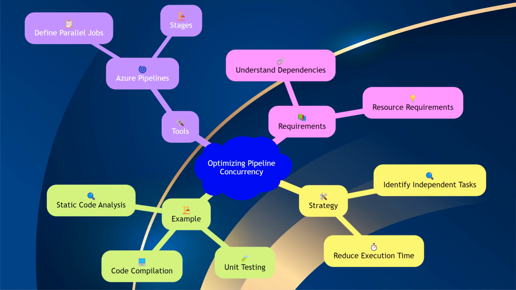Parallelizing independent tasks is a key strategy for optimizing pipeline concurrency. By identifying tasks that do not depend on each other, you can run them simultaneously, significantly reducing the overall pipeline execution time. For example, in a build pipeline, you can parallelize tasks such as code compilation, unit testing, and static code analysis. Tools like Azure Pipelines allow you to define parallel jobs and stages, making it easier to implement this strategy. Properly parallelizing tasks requires a thorough understanding of task dependencies and resource requirements.